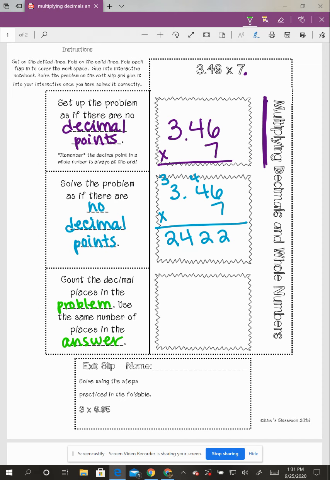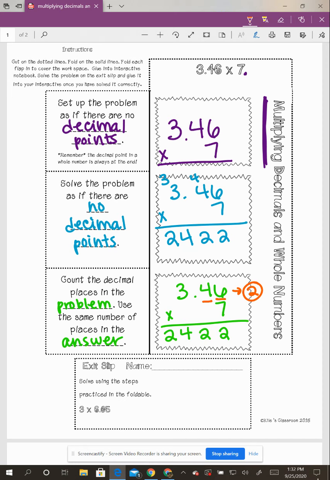We're going to copy the same steps that we've done for step 1 and 2. 3.46 times 7. When I did that multiplication, I got 2,422. Here's the deal. Now I need to count the number of decimal places that it moved in my problem. For example, I look at the digits that are to the right of the decimal place. How many times did I underline those digits? Well, I had 2 of them. So I'm going to put a 2 off to the side, and I'm going to circle it.